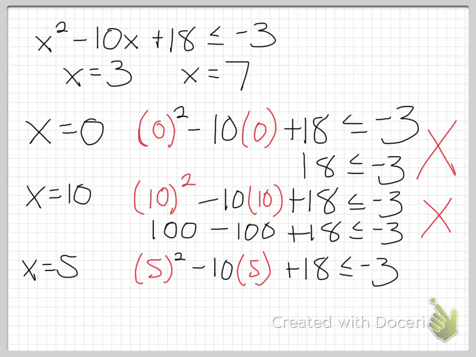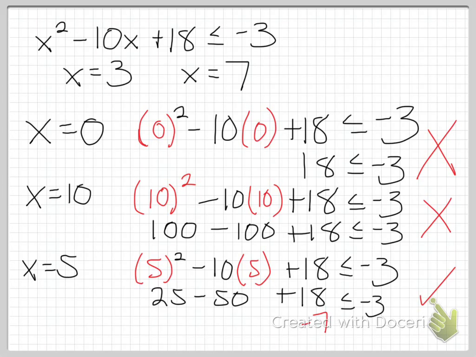Now let's check to see if that is a true statement. 5 squared is 25, minus 10 times 5, which is 50. 25 minus 50 is negative 25, plus the 18. So I'm looking at negative 7 is less than or equal to negative 3. That, in fact, is a true statement. Because the number I picked in between my two critical points gives me a true statement, it is a solution.